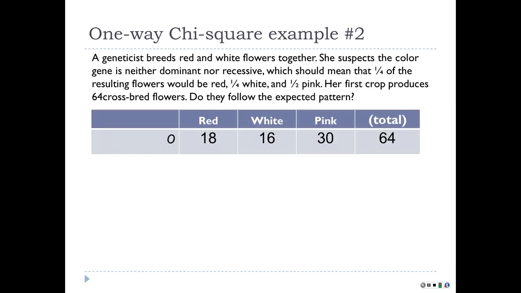So here's some data. She has these 64 flowers, and the observed value, that's an O, not a zero, is that 18 of them are red, 16 are white, and 30 are pink. Is this close enough to the expected value? With 64 flowers, 1/4 of 64 is 16, so 16 of them should have been red. 18's pretty close. 16 should have been white, that's exactly right, so we know that one's good. And 32 of them should have been pink, but there were only 30 that were pink. So it's pretty close, but is it close enough? Well, we'll find out.